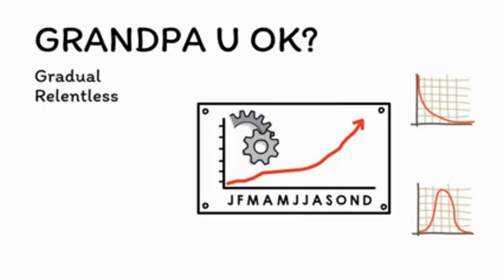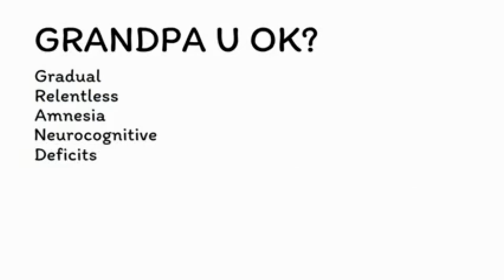Next, A, N, and D stand for amnesia and other neurocognitive deficits. These neurocognitive deficits are the defining feature of Alzheimer's disease, so pay close attention here. They are sometimes referred to as the 4 A's, not to be confused with the 5 A's of negative symptoms in schizophrenia. The first A is for amnesia.